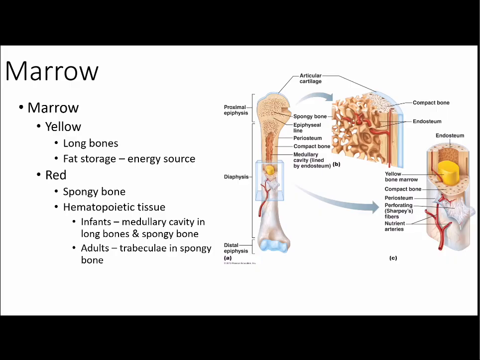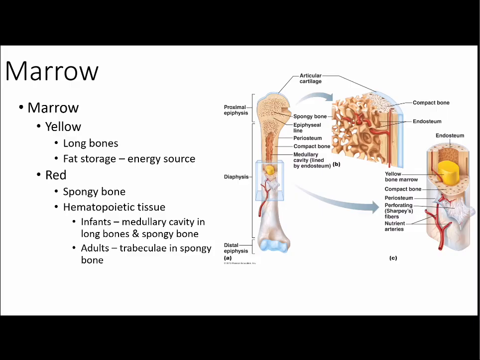In infants, you'll find your red marrow in the medullary cavity of long bones. So we don't have fat storage quite yet in infants. And you'll also find it in spongy bone. In adults, you only find it in the trabeculae of spongy bone. However, if you have somebody who is very anemic, so they have low oxygen carrying capacity in their current supply of red blood cells, then that yellow marrow can revert back to red marrow so that they can produce more red blood cells and carry more oxygen throughout their body.